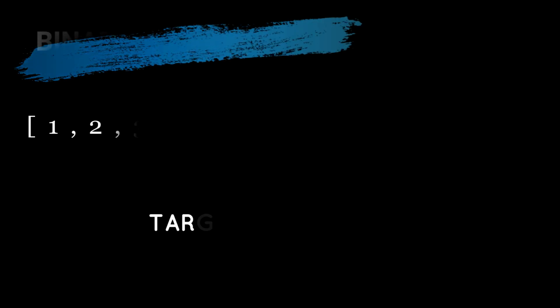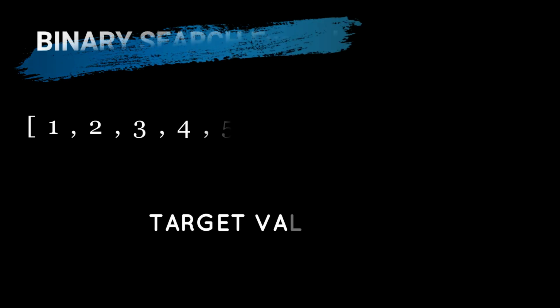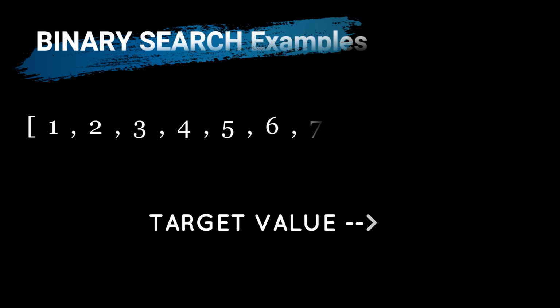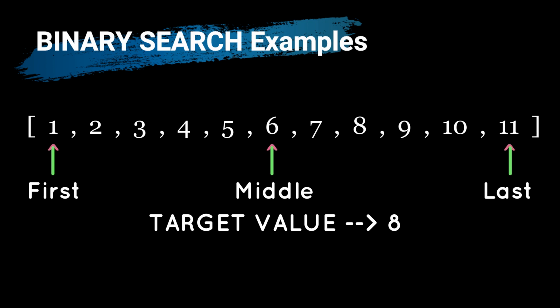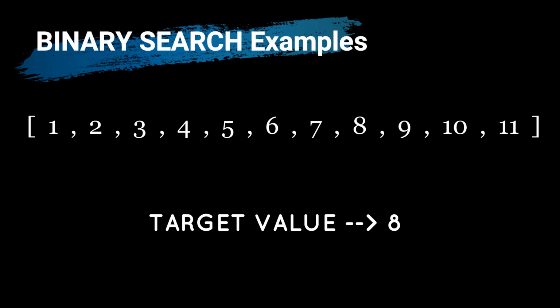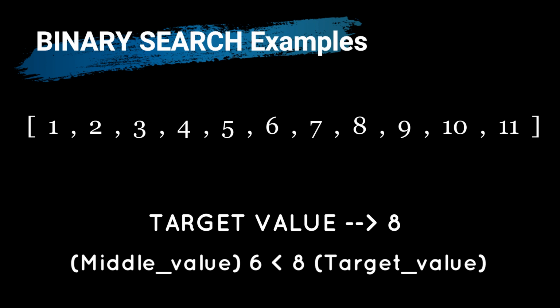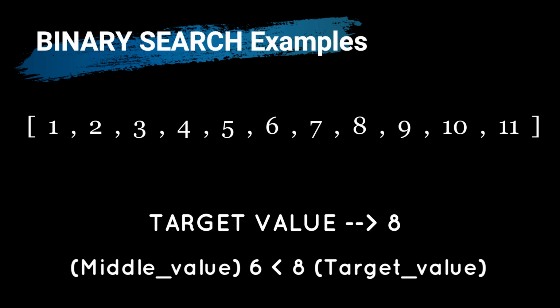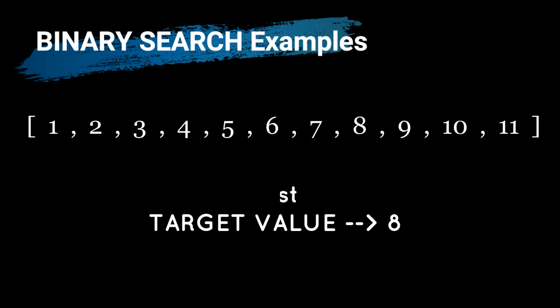In this example, we have a sorted array from 1 to 11, and our target value is 8. So as the algorithm says, let's take the whole interval, take two integers which are pointing to the first index and the last index. Now the middle element will be 6. Is 6 equal to our target value? No, it's not. As you can see, our middle value is less than our target value, so we will narrow our interval to the upper half part.